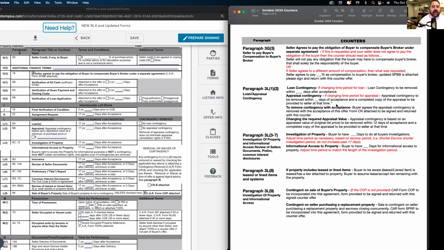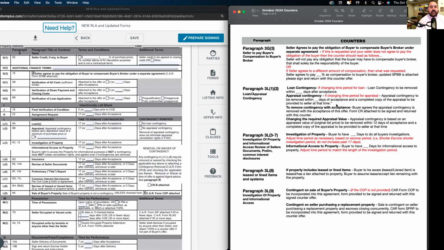And now what'll happen is if it's part of the counter and the buyer agrees to it, they don't have a choice to fight me when I ask them for the copy of the appraisal. So if I were you guys, I would start putting this into all of my counter offers as a listing agent, that you're going to provide me a completed copy of the appraisal when you remove your appraisal contingency. Okay.